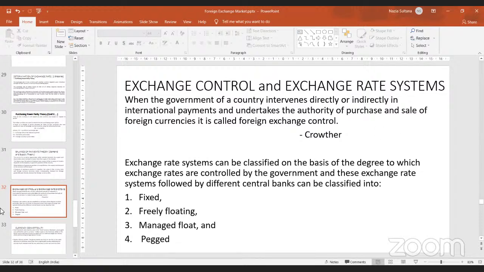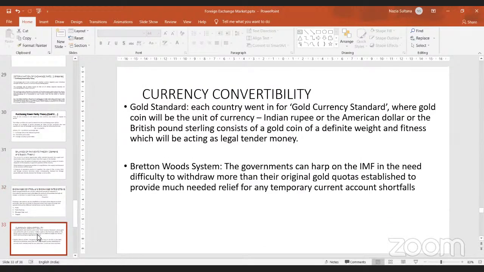And also the governments of countries interfere depending upon convertibility. Earlier, all the countries of the world were using something called the gold standard. So each country had their gold currency coins along with their paper currency, and what is the weight of the coin?